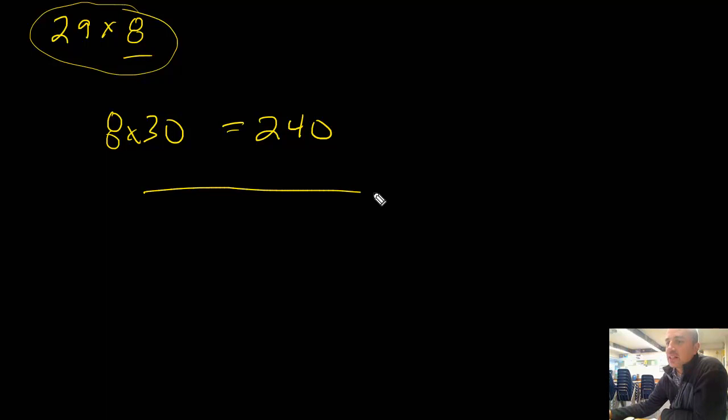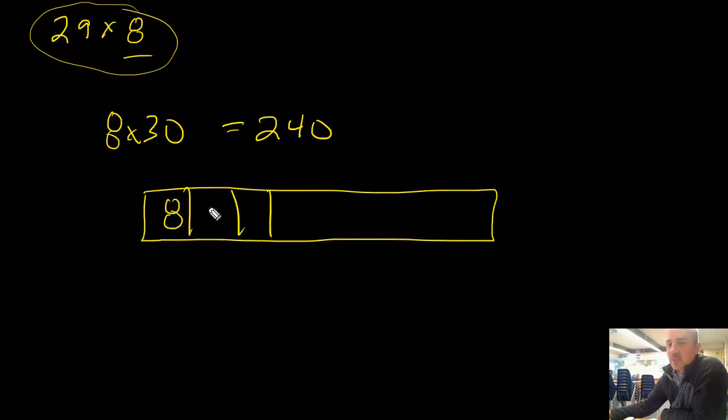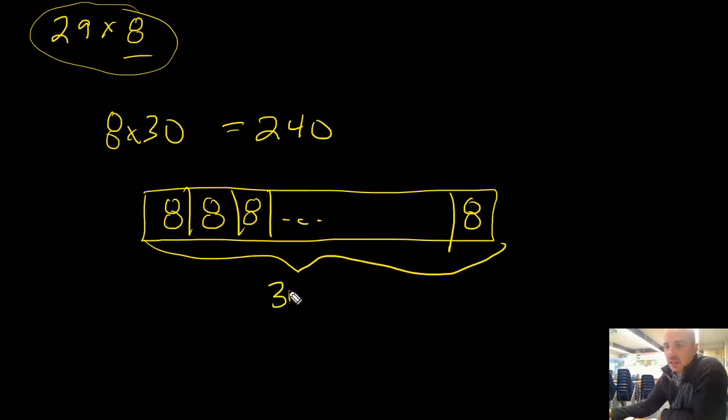If I'm looking at this as my tape diagram and I have my 8s all the way down to 30 8s, if I want to get 29, I would just take my 30 8s and subtract 1. And that would give me my answer. Let's go ahead and write this out as an expression.